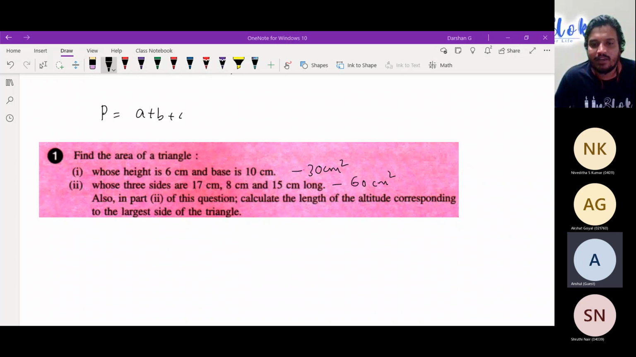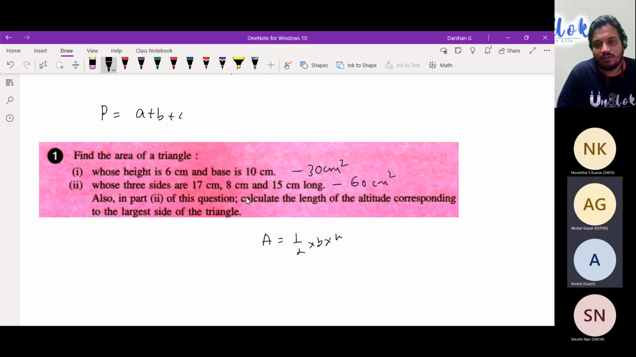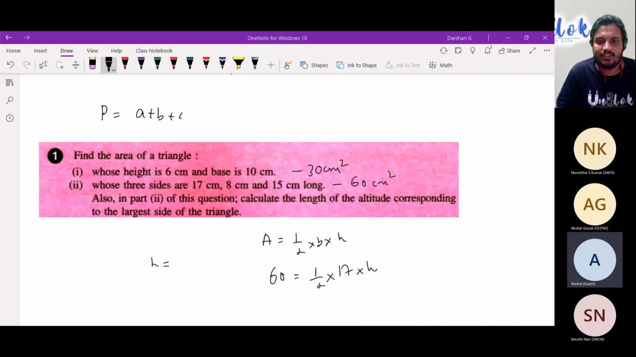Anybody who has the answer? This you would have studied in your previous year. So area is half into base into height. Sir, is it 7.17? Correct. I think that's the right answer. So we know the area is 60. Half into, we are taking base as 17 and height as h. We are finding h. The answer is 7.06 centimeter.